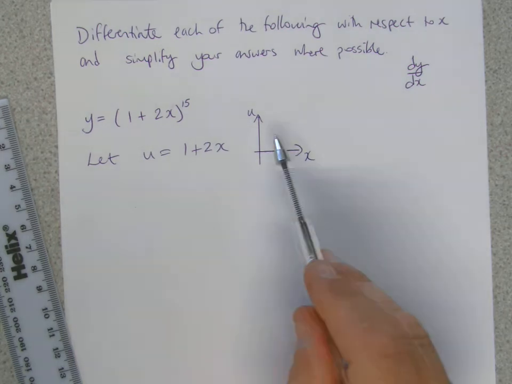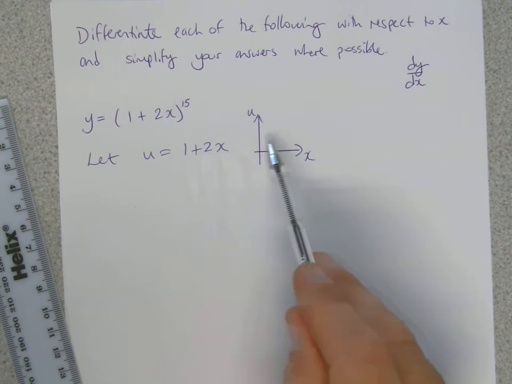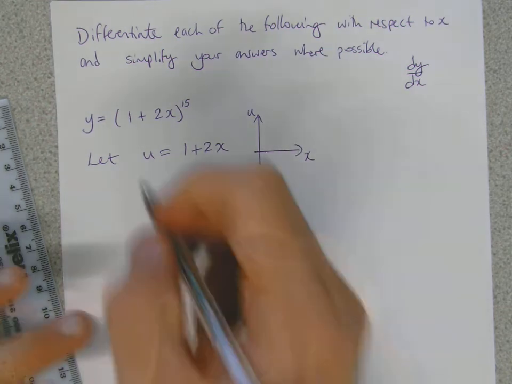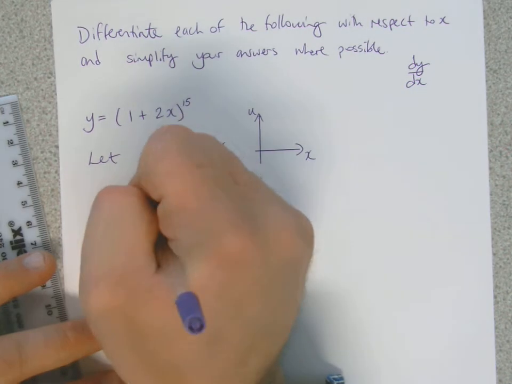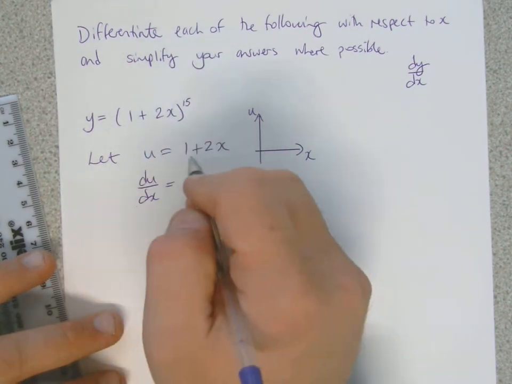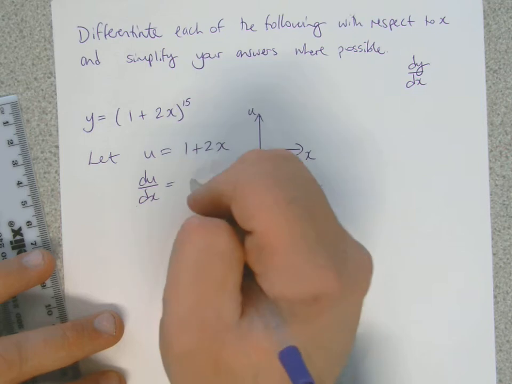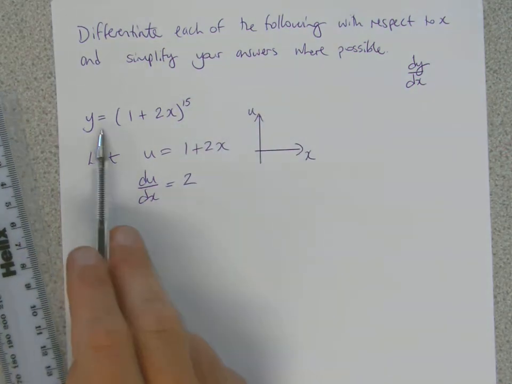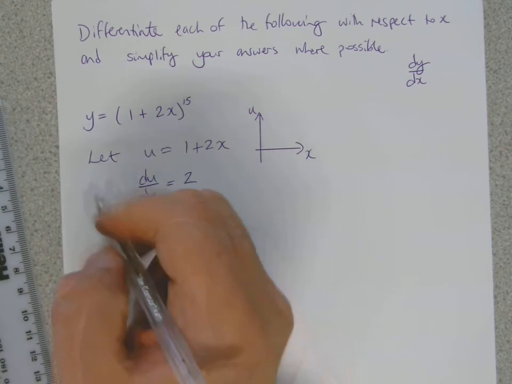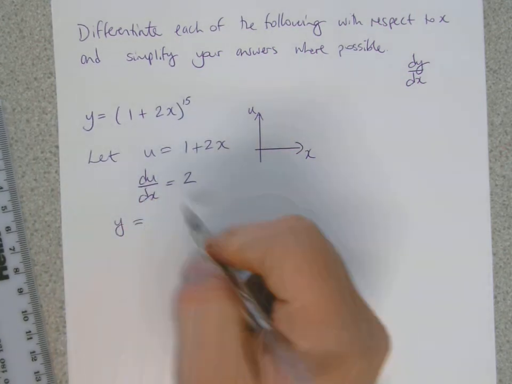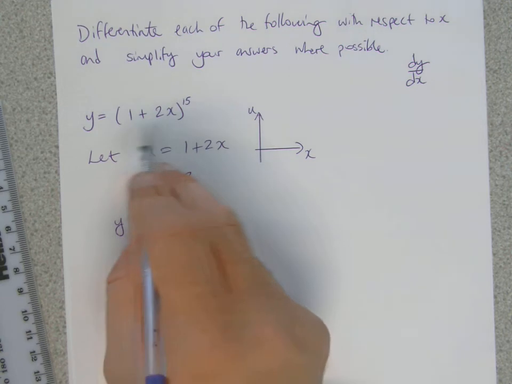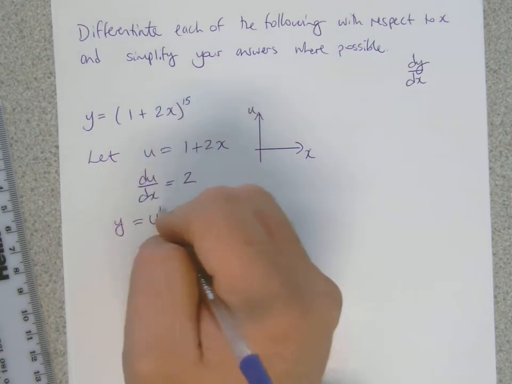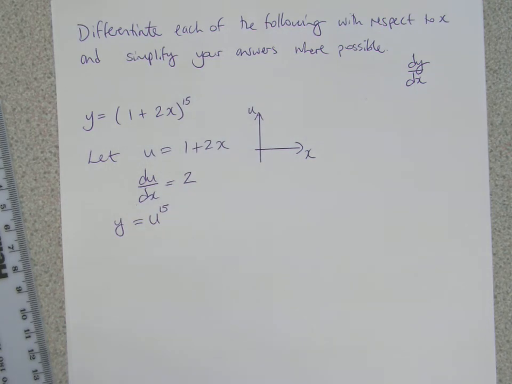And I can find the gradient of this. So I need du by dx to get the gradient. If I differentiate this, 1 becomes 0, 2x becomes 2, so du by dx equals 2. That's nice and easy. Now go back to the original function. I can rewrite that as y equals, now this is u, I've called this u, in the bracket, u to the power 15. That's essentially what I can write it as.